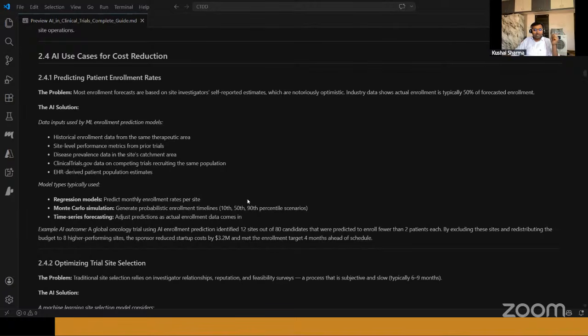Now, what kind of models will be used? Regression models will be used. They can predict monthly enrollment rates per site. Then Monte Carlo simulation. It will generate probabilistic enrollment timelines: 10th, 50th, 90th percentile scenarios. Then time series forecasting should be used, to adjust as actual enrollment data comes in. Okay.